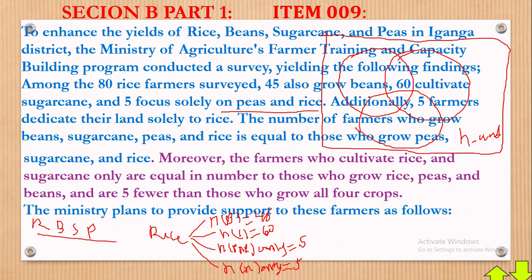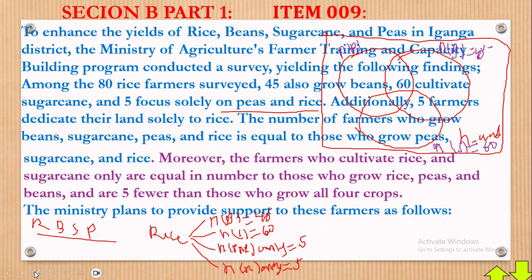Okay, so right now for this first one, allow me to call it number in P. This first one here, number in P, and this one here, allow me to call it number in E. Number in B, beans, and that was 45. Then this one, allow me to call it number in S, which is equivalent to 60.